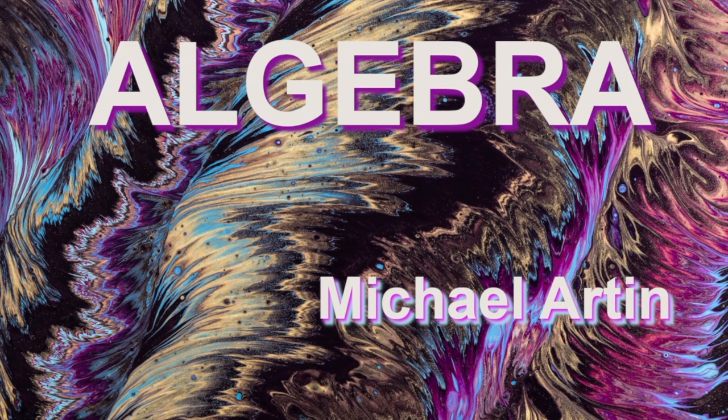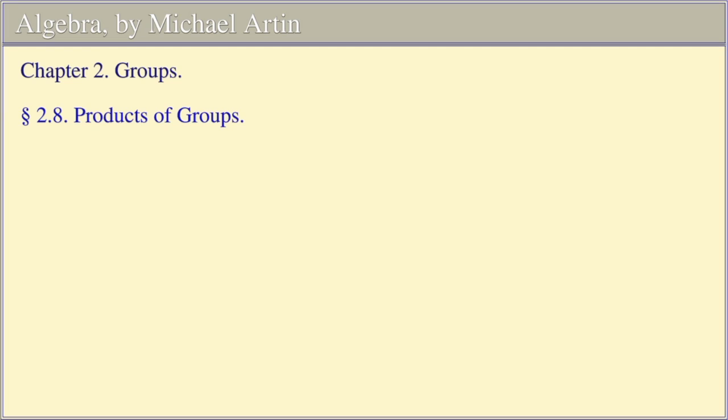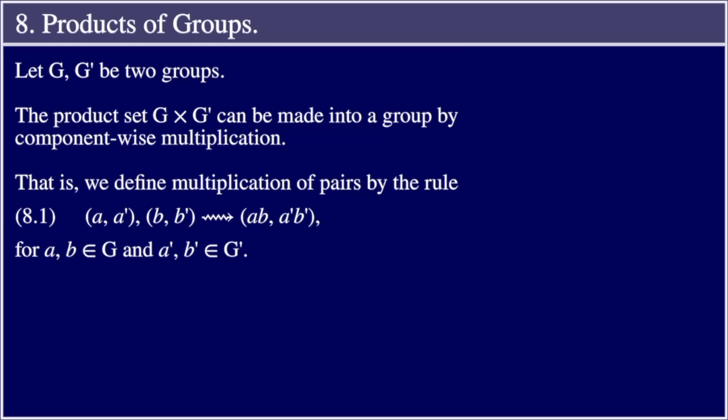Algebra by Michael Artin. Section 8. Products of groups. Let G and G' be two groups. The product set G × G' can be made into a group by component-wise multiplication. That is, we define multiplication of pairs by the rule 8.1.